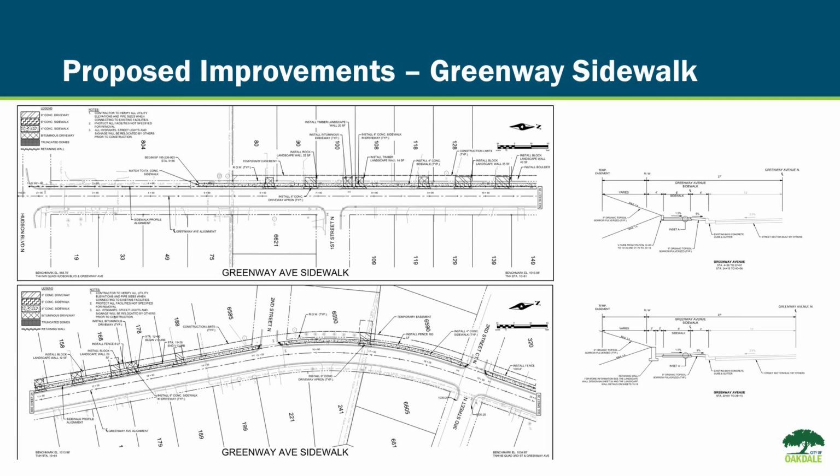As mentioned on the previous slide, we are proposing to construct a sidewalk along the west side of Greenway Avenue from Hudson Boulevard to 7th Street to improve pedestrian access to the high school and also the bus rapid transit station on Hudson Boulevard. This sidewalk will be concrete, 6 feet wide, and there will be a 4-foot grass boulevard between the curb and gutter and the sidewalk. This improvement is being financed with a federal grant.